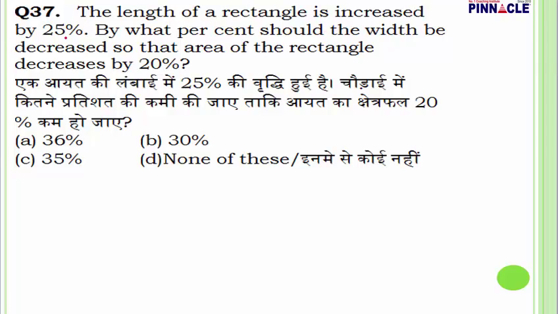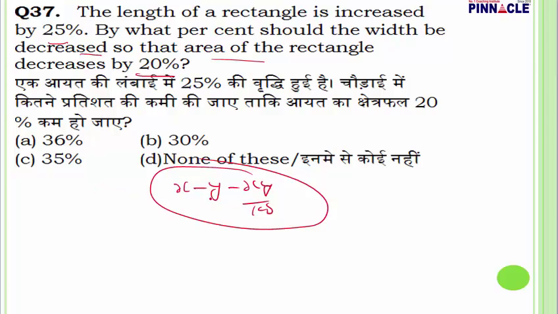Next question, question number 37. The length of a rectangle is increased by 25%. By what percentage should the width be decreased so that the area of the rectangle decreases by 20%? Area of the rectangle: x + y + xy/100. This is the successive percentage technique to solve such questions, and that should be equal to −20%. Here it is given 25%. By what percent should the width be decreased? We have to find the value of y.